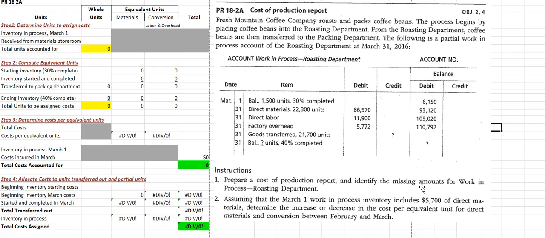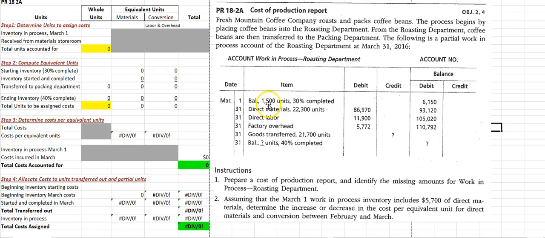Let's look at the cost of production report. Determine the units to assign cost. So, how many units do I need to assign cost? Let's take a look over here. It says the balance of March, 1,500 units, 30% complete.